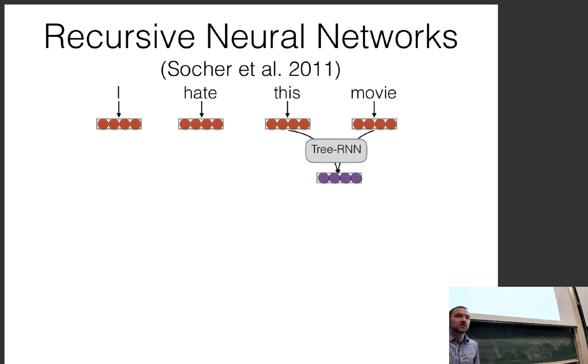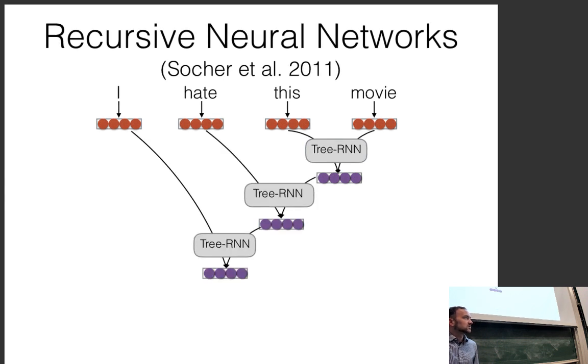An example of using a tree RNN could be that you take this movie, which is one constituent, and get a structure from it. You get hate, which is one constituent, and get a structure from it. Then I hate this movie, which is one constituent, and get a structure from it. So you do this in a recursive fashion.